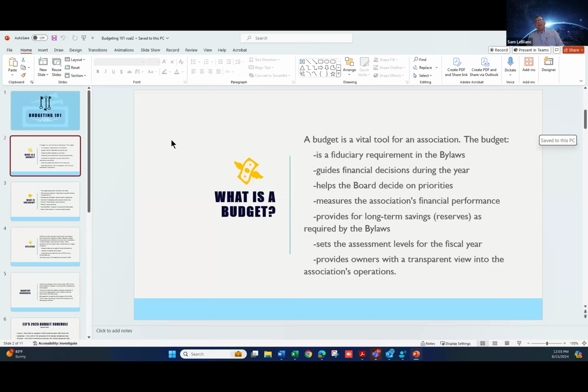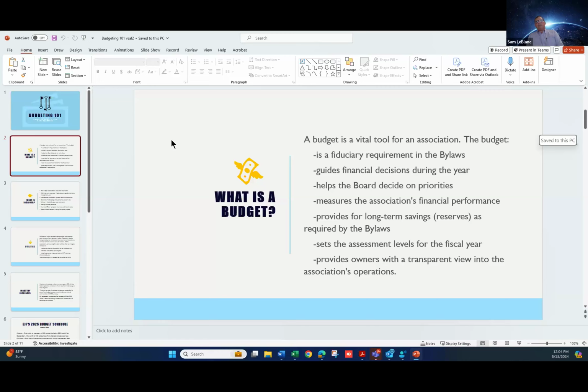It helps guide your financial decisions during the year. Can we afford this? Can we not afford this? Was this in our budget? Do we need to budget for it next year? When you're making those kinds of decisions, it's good to have a guideline to help you give some limits to what you're doing. It helps the board decide on priorities. Obviously, if we all had unending resources, we would do a lot. We don't have unending resources. None of us do. So you have to prioritize, and doing a budget can help lead the board to have these kinds of discussions.